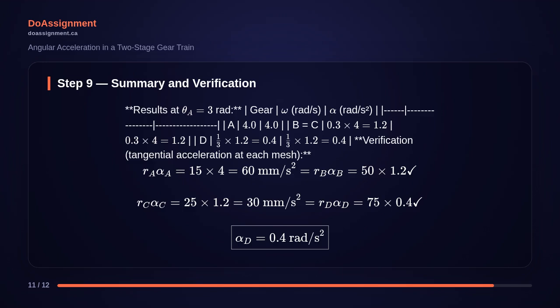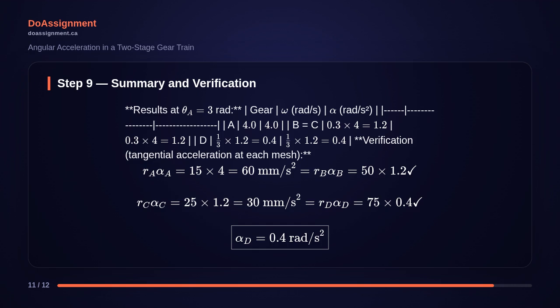Here is a full summary. At theta A equals 3 radians, gear A has angular velocity 4 radians per second and angular acceleration 4 radians per second squared. Gears B and C on the shared shaft each have angular velocity 1.2 radians per second and angular acceleration 1.2 radians per second squared. Gear D has angular velocity 0.4 radians per second and angular acceleration 0.4 radians per second squared.